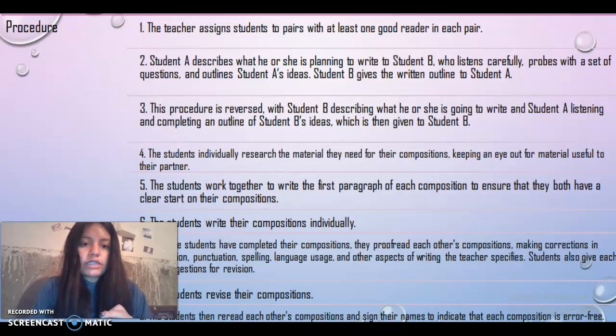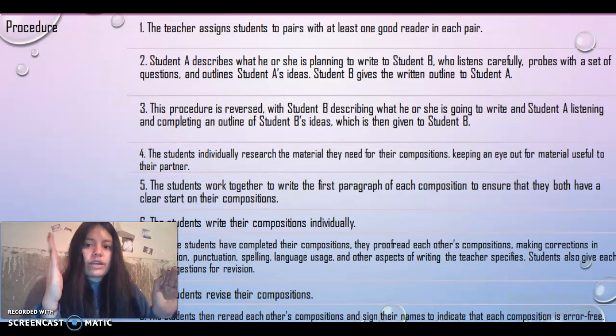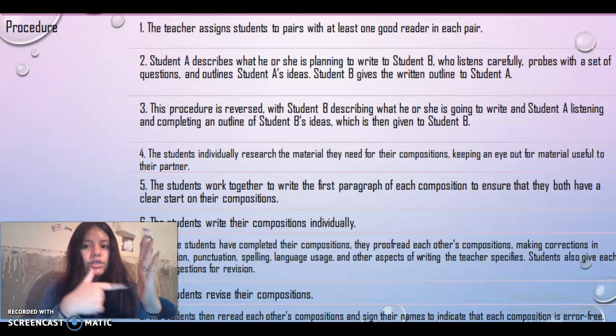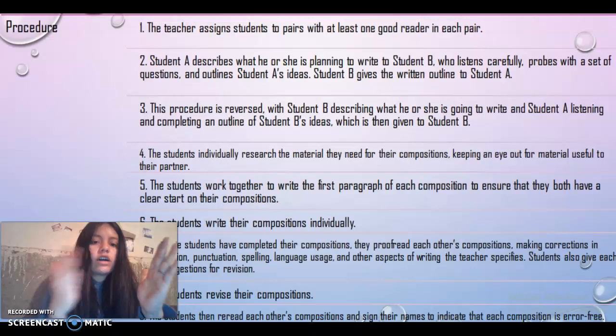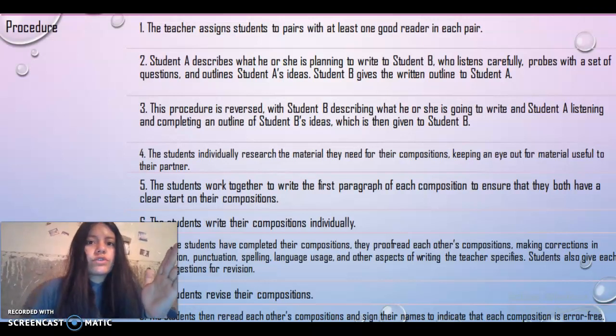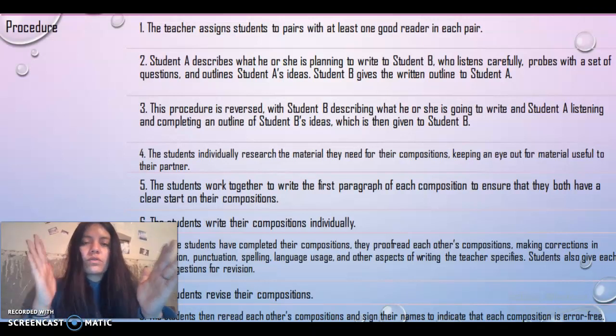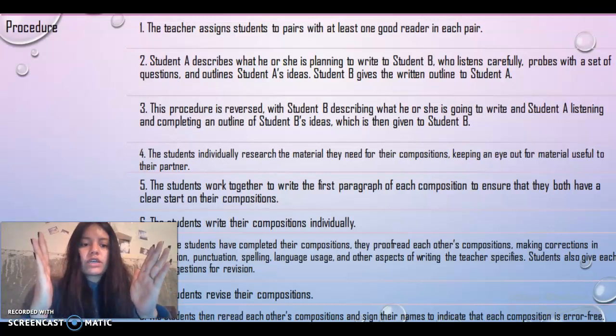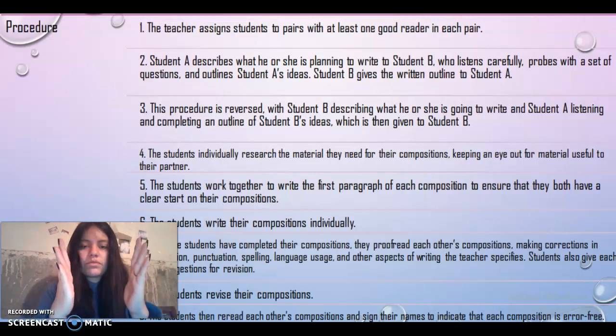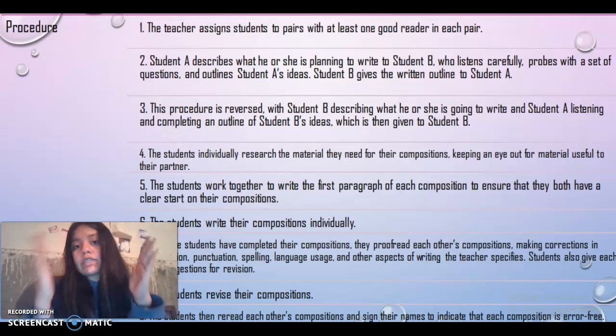The third part is done in a reversed way, which means that student B is going to describe what he's going to write to student A. Student A has to listen and complete the outline the teacher gives them. Then student B gives the writing outline to student A, so that all of them work in the same activity but at different times.